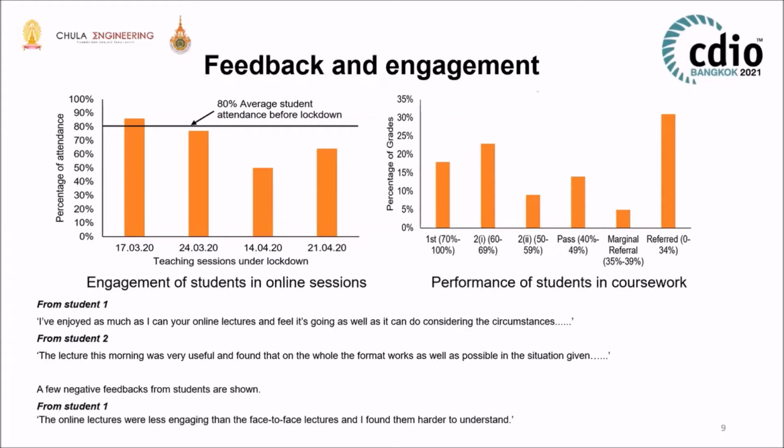The percentage of grades is not too bad. As you can see, the first class percentage of students is around 17%, whereas the second class is around 25%. We have received a mixed response from the students as they prefer face-to-face learning, but they have also enjoyed the online learning as well.